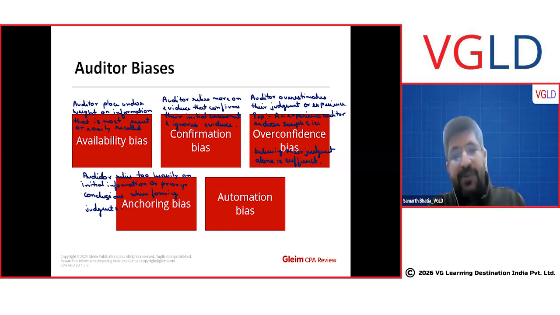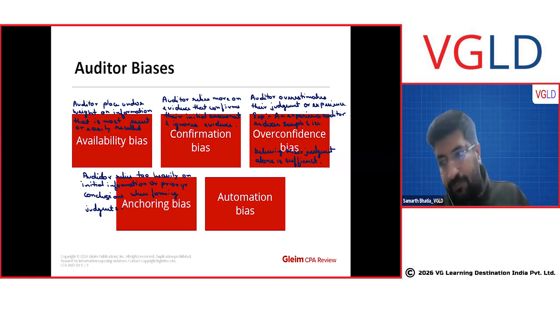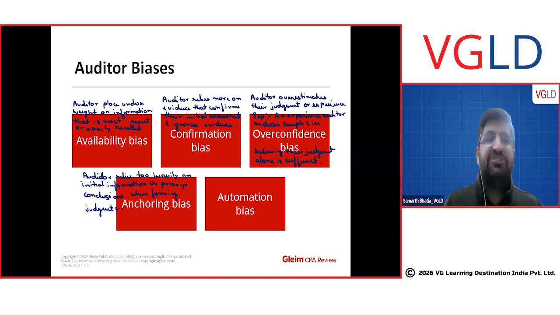Next, the last one, is automation bias. It is when the auditor starts relying more on automated tools or audit software without sufficient professional skepticism. That is the automation bias. These are the basic things, I would say.